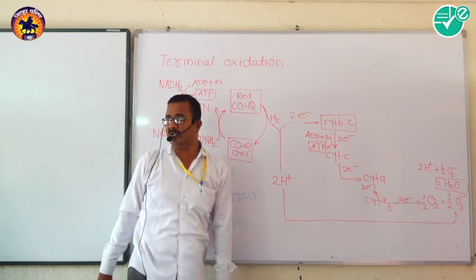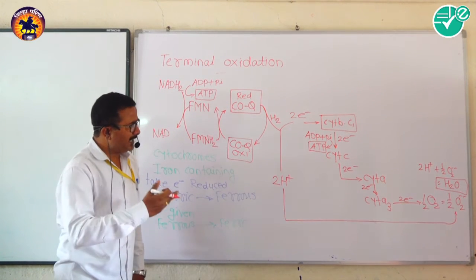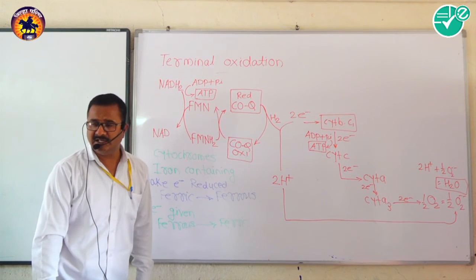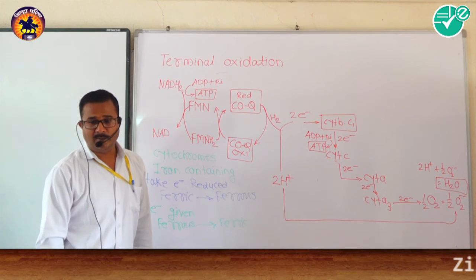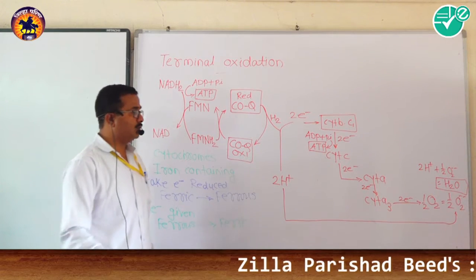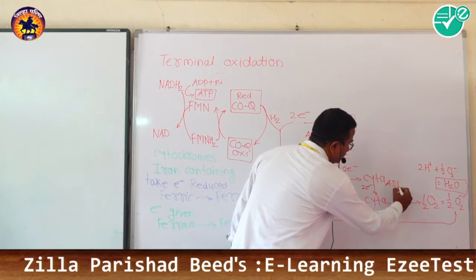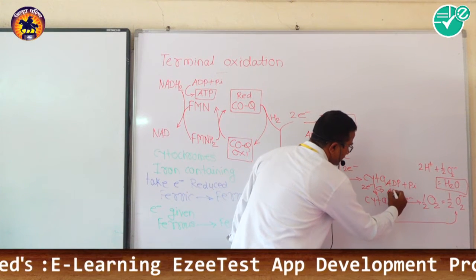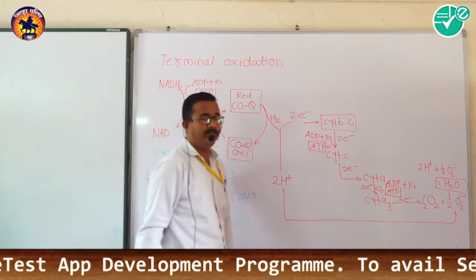Here the second ATP is formed. Also, when electrons move from the cytochrome C towards the cytochrome A, energy is released, but this energy is not utilized for the formation of ATP. But when electrons move from the cytochrome A to the cytochrome A3, here also energy is released, and this energy is utilized for the formation of ATP.